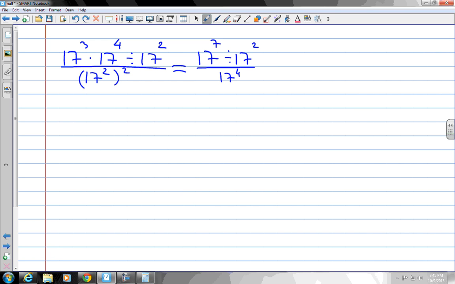I'm just taking it very slowly. But yes, I will subtract 7 minus 2 to get 17 to the power 5 over 17 to the power 4. So yeah, we're still subtracting. So it's 17 to the power 1, which is just 17. So all that ugly mess was just 17.